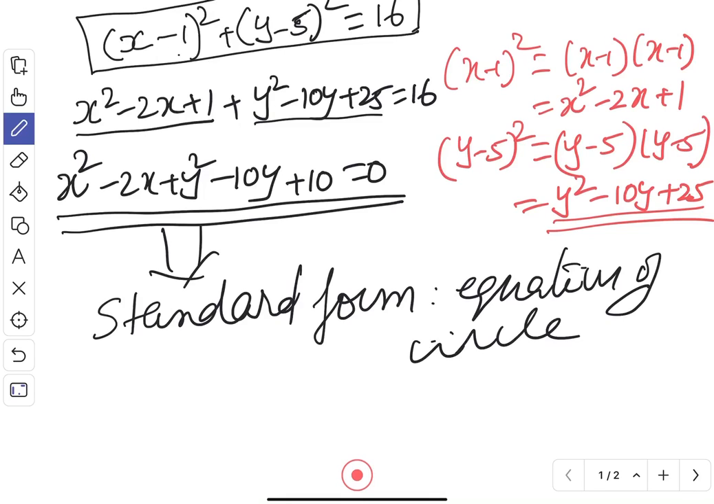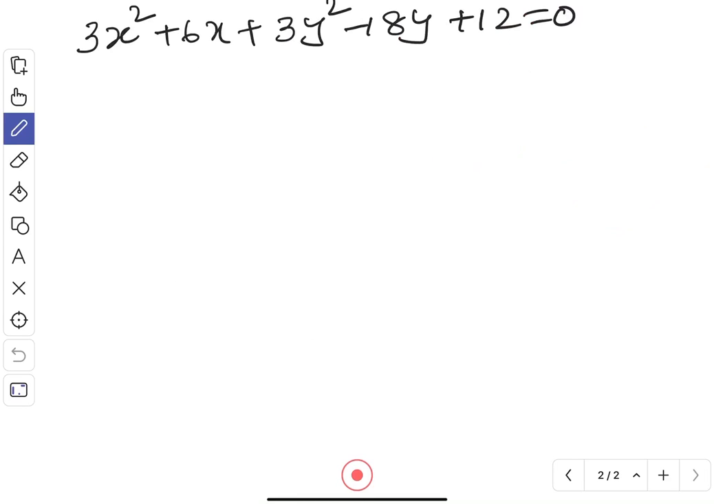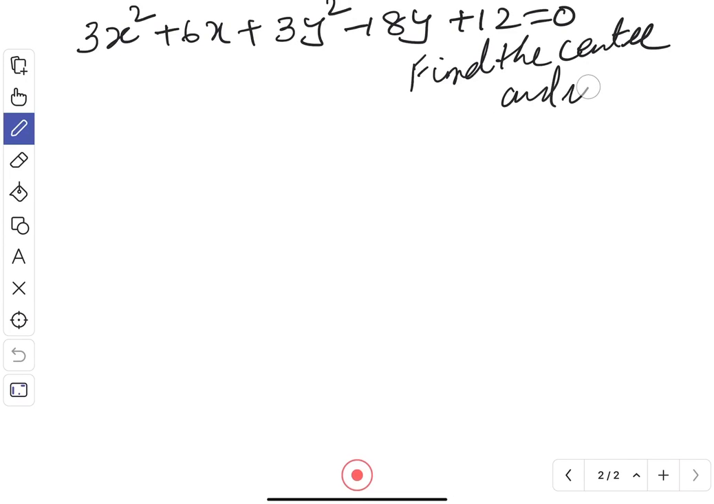So now the question is, when a standard form of an equation of a circle is given, this is my standard form now. The standard form is given here. Now I have to find the center and the radius. My question here is to find the center and radius of this circle.